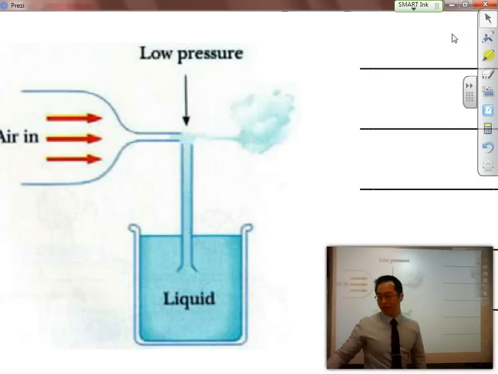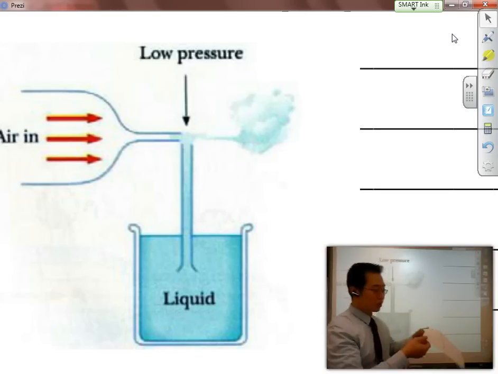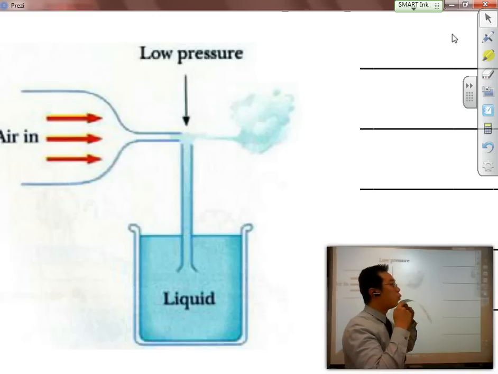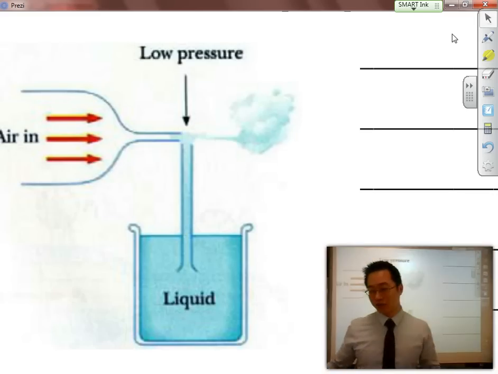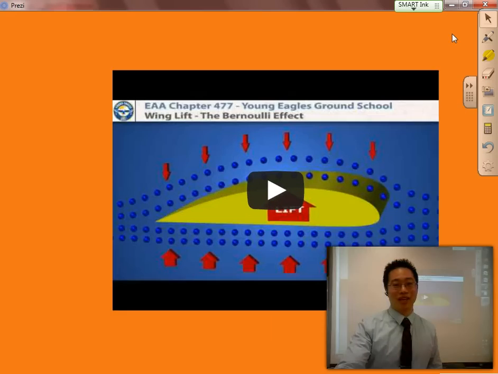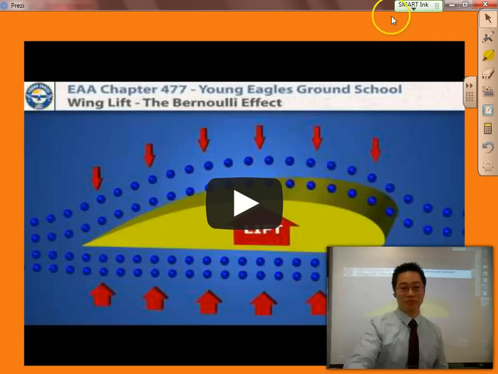If I were even to just take a sheet of paper, if I blow across the top of the paper, you might think, okay, I'm just going to be blowing the paper down. But watch. If I blow across the top of the paper, you can see the paper is actually moving up. Now, a lot of people thought this was very interesting because they then realized this could be used to help mankind fly. And this is how the airplane wing works as well.